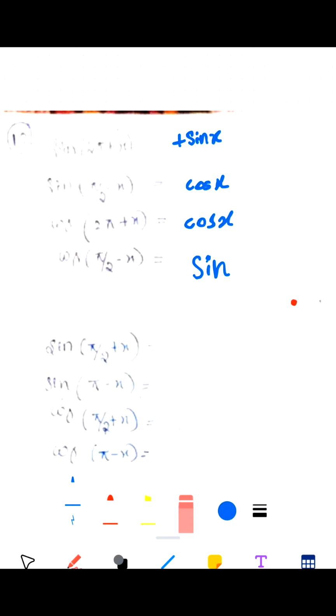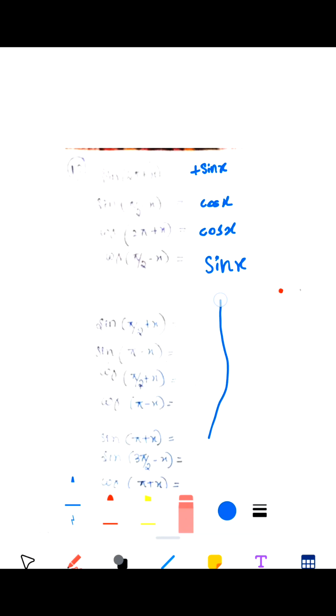Next thing, cos of 2 pi plus x. Cos 2 pi plus x once again lies in the first quadrant. With 2 pi, the function remains the same, therefore cos x itself is the answer. Next, cos of pi by 2 minus x. Pi by 2 is there, so we have to change the function. The cos function will change into sine, whereas pi by 2 minus x is nothing but the first quadrant, so it remains positive only. Okay, so similarly let us do the next.